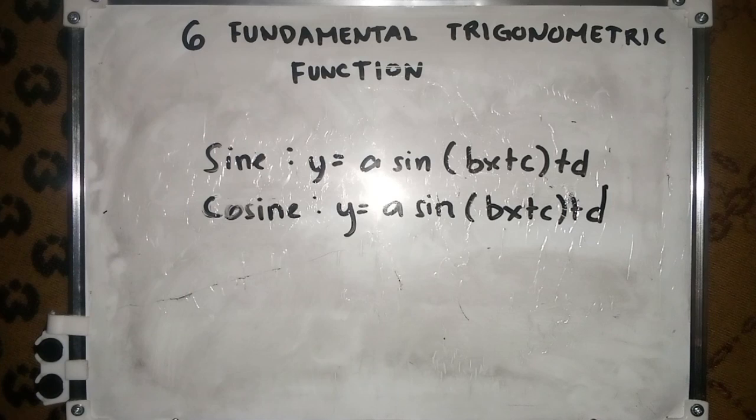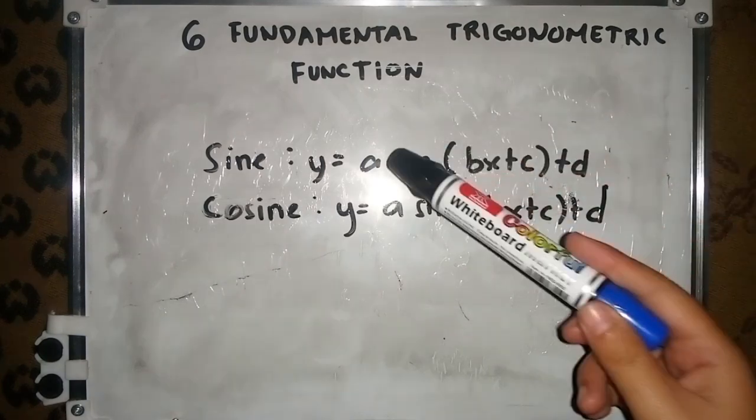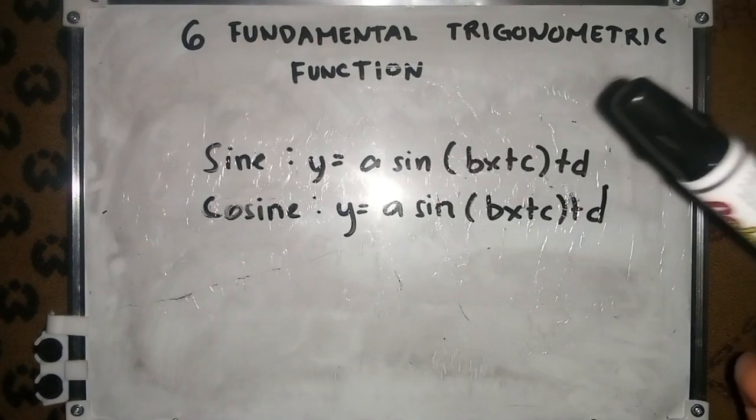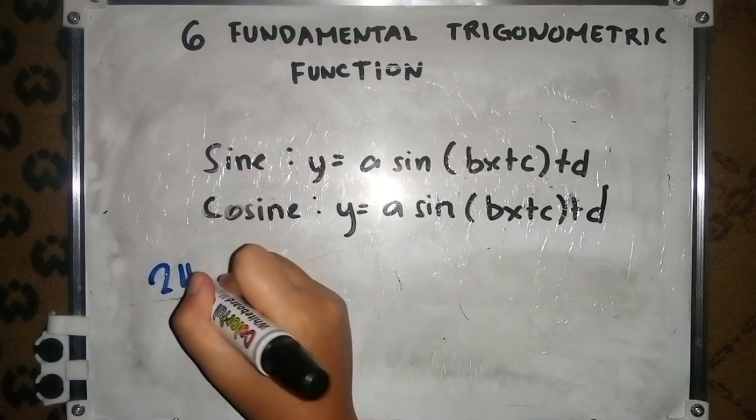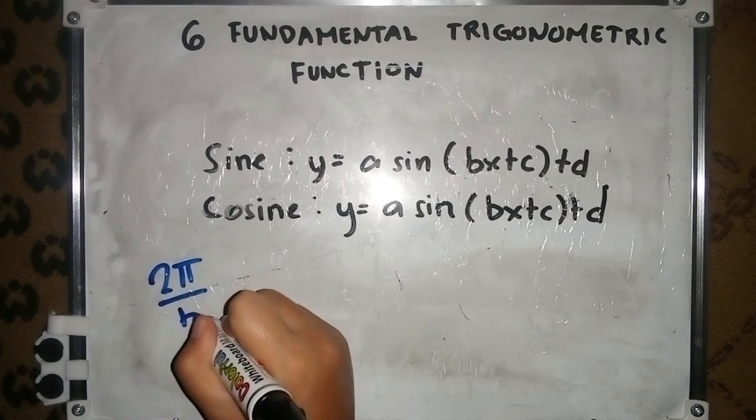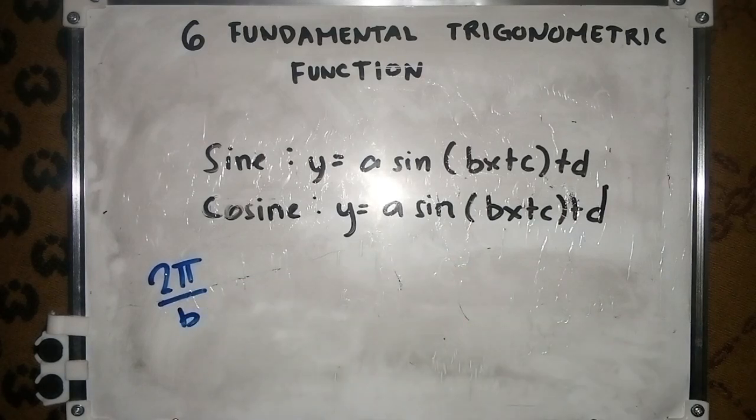So to graph this function, we will follow these steps. First, identify the A, which determines the peak. And then second, find the period using the formula 2 pi over b. And then identify any shift caused by C and D, and lastly, plot the key points and smoothly connect them.